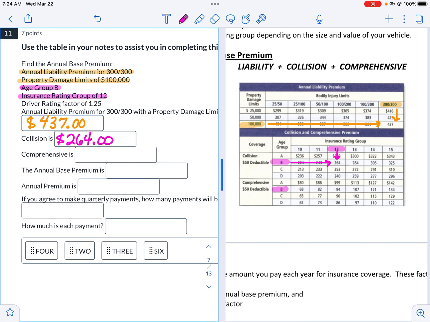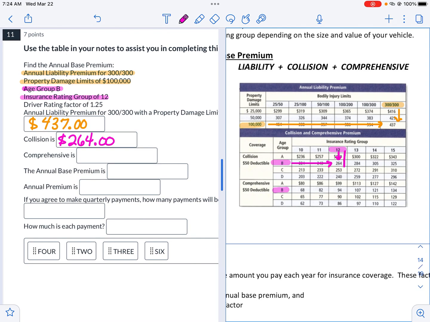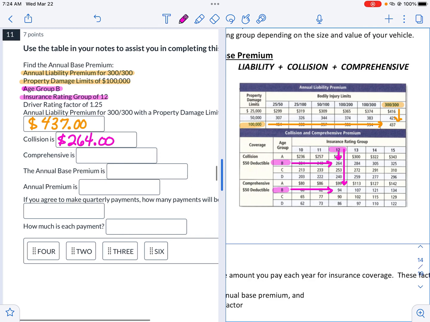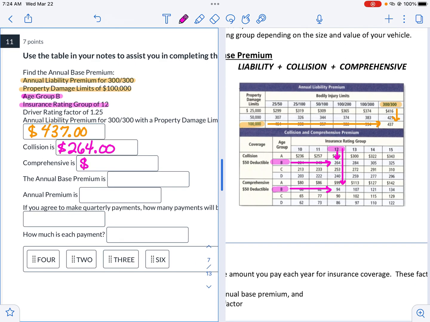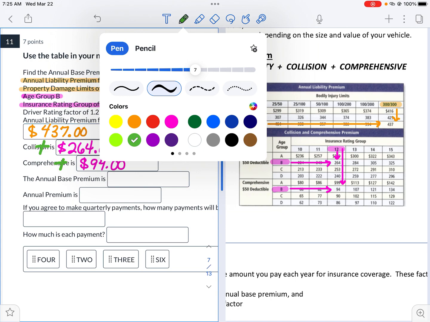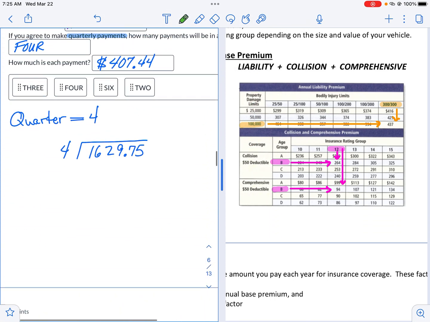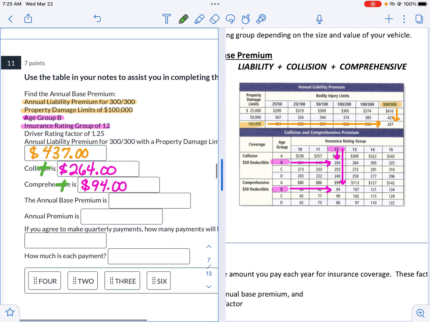And then we are going to go down the B and across the collision, which is $94. And then we're going to add those 3 numbers together. So we're going to add this and this. We're going to add those 3 numbers together. And when I added them, what color? I must have used green. And when we add them together, we get $795.